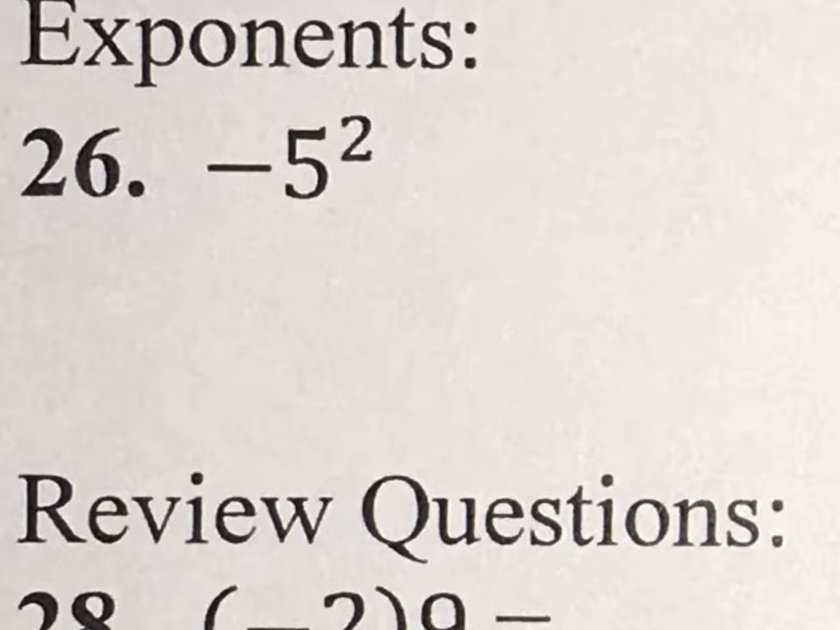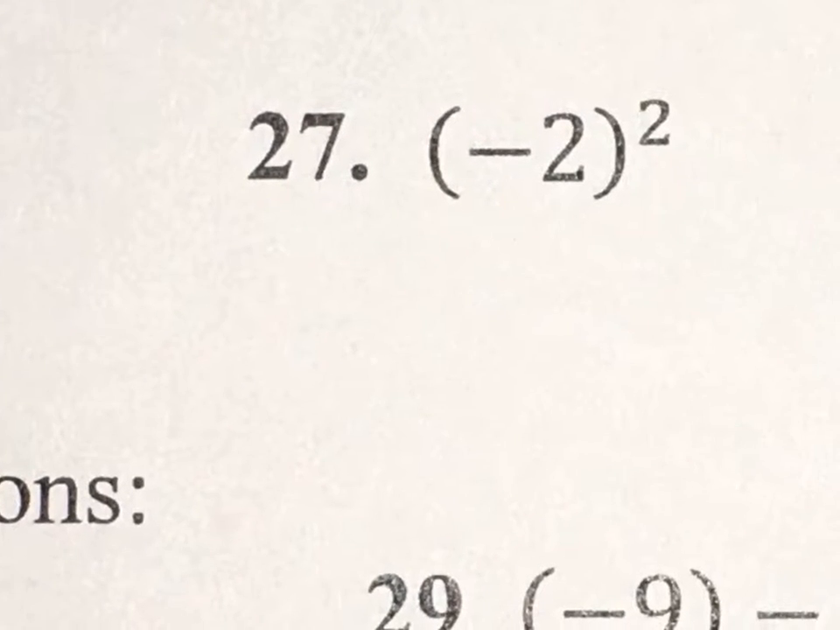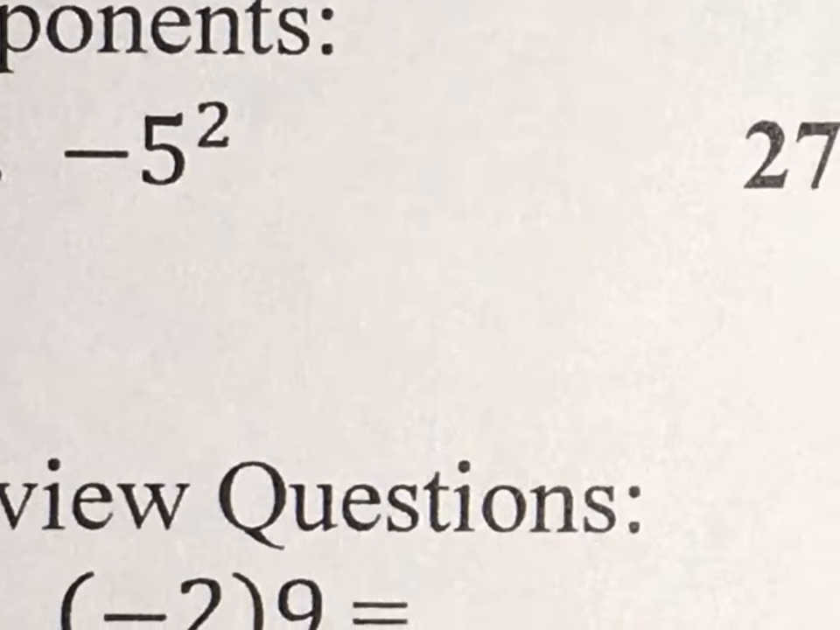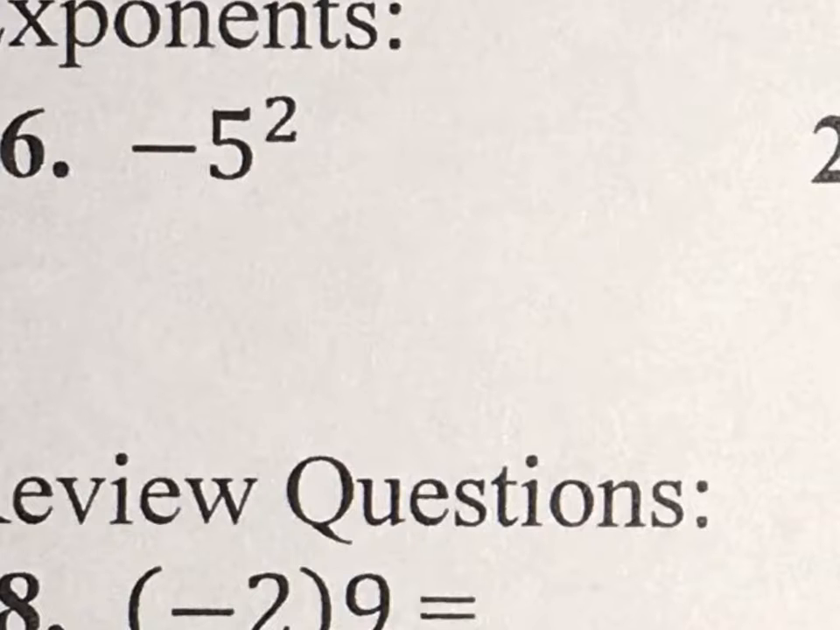Okay, so once again, there's a big difference between having the negative sign inside the parentheses and having the negative sign on the outside, with no parentheses including the negative sign. So what we need to remember here is that 5 squared is really 5 times 5.